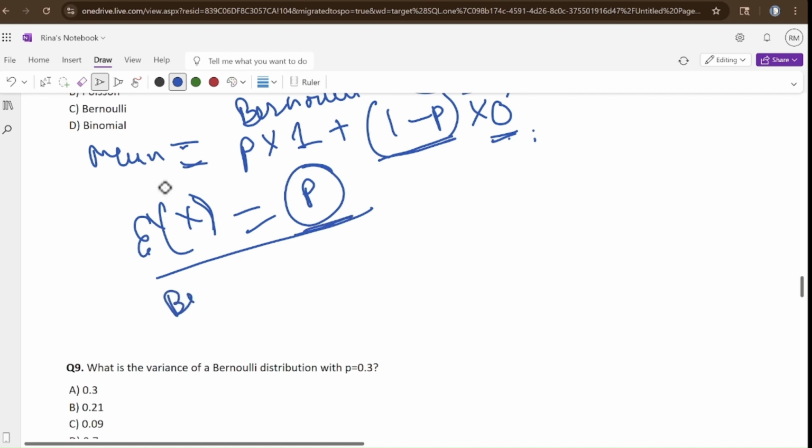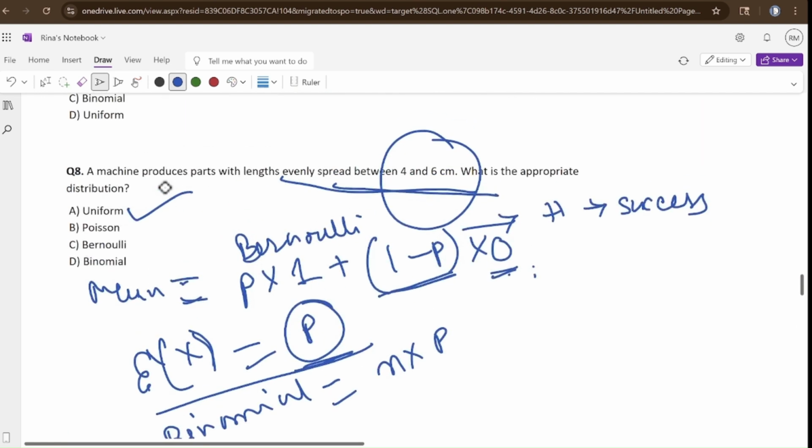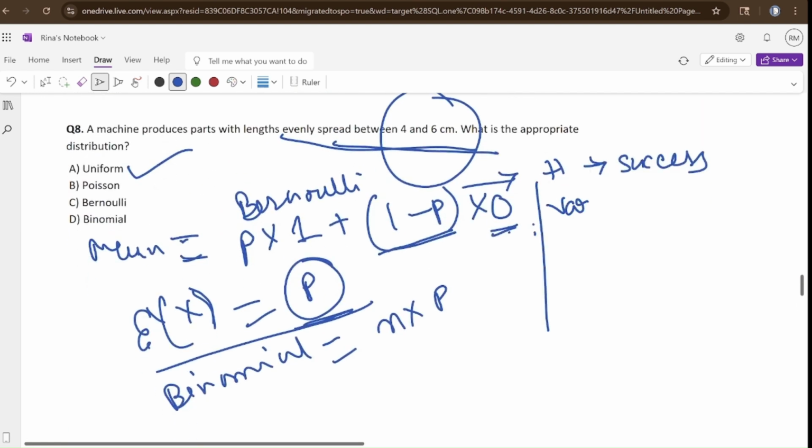But what is the mean value of binomial? See, this is the same thing but happening multiple times. So if it is happening n times, then mean will be n into P. Fine. Now what is variance? Variance is P into 1 minus P for Bernoulli.